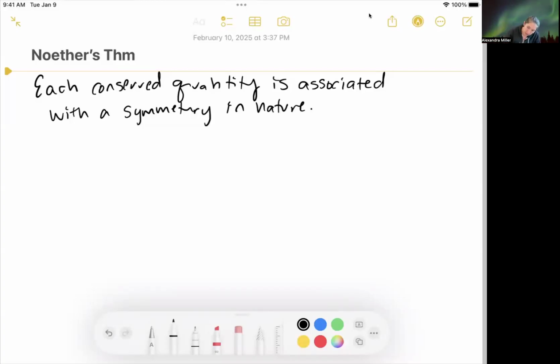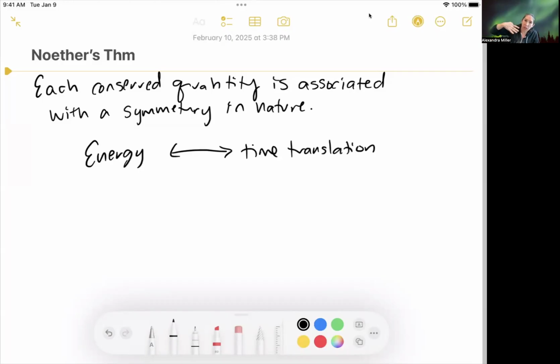So to give some examples, energy, right? This is one of the first conservation principles you probably learned about. Energy is conserved because of time translation invariance, which is to say our laws of nature are not changing in time. Our laws stay the same, and that is why energy is conserved in time. Momentum is associated with a spatial translation invariance.